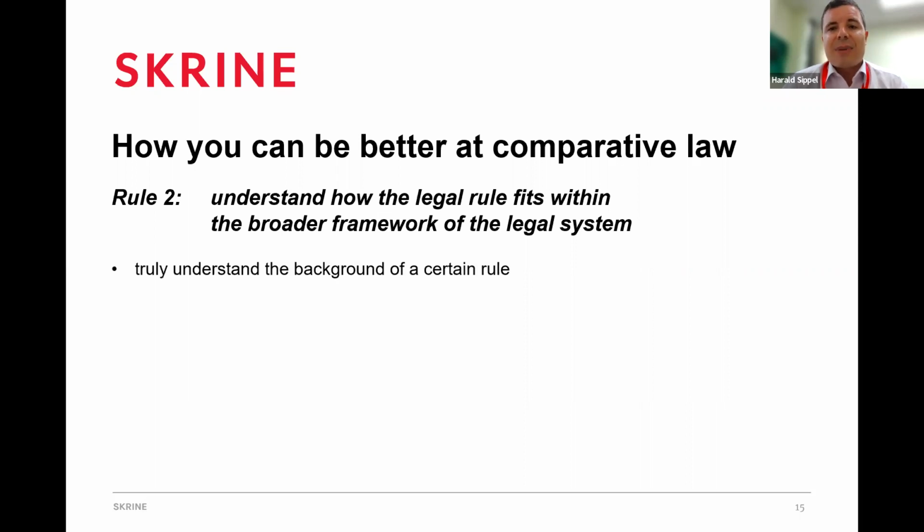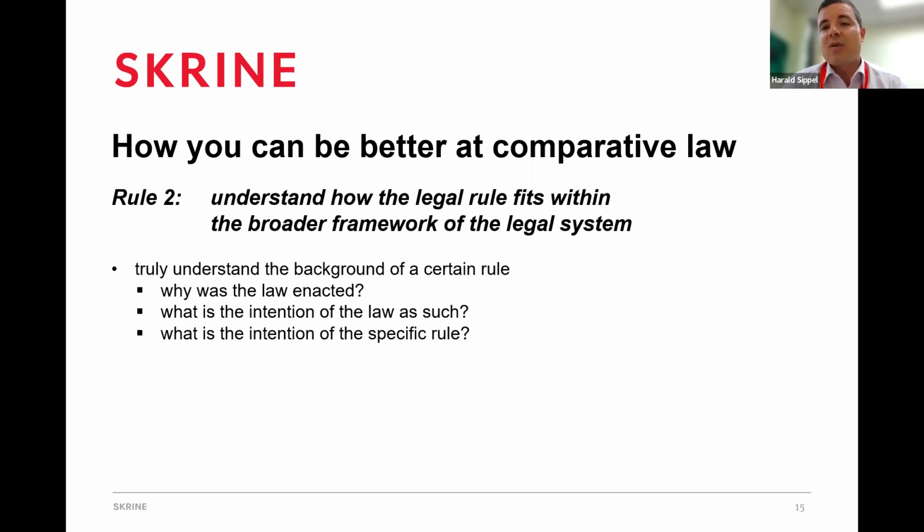Then you understand the background of the rule. Then you understand why the law was enacted and what the intention is. And we can also understand the intention of specific rules. So I'm here narrowing it down because my example was about a law as such, and to some extent how it fits within the broader framework of the legal system. It's part of constitutional law, but very often you can also understand that about a specific legal rule.